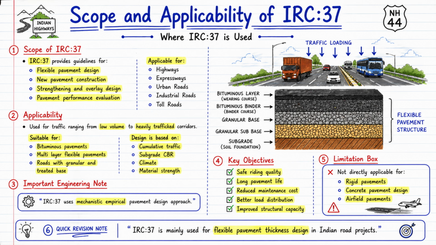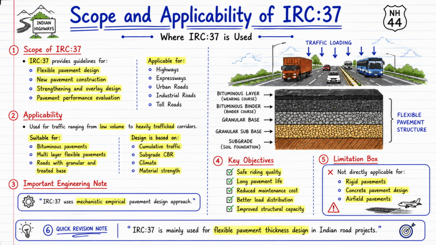Now look to the side. Applicable for. Here's where IRC 37 is applicable: highways, expressways, urban roads, industrial roads, toll roads. Understand an important practical thing here. Where repeated heavy traffic comes, their pavement design becomes even more critical. Specifically industrial corridors, mining roads, toll highways. Here the axle loading is very high.